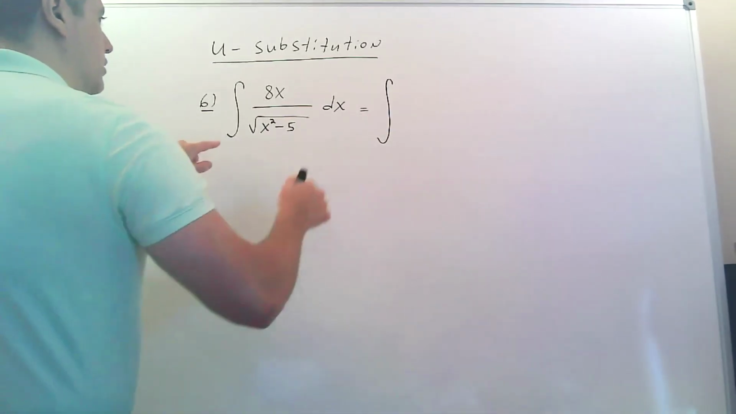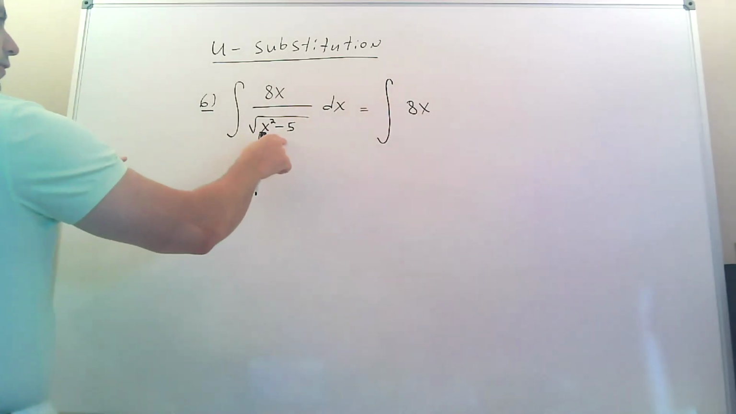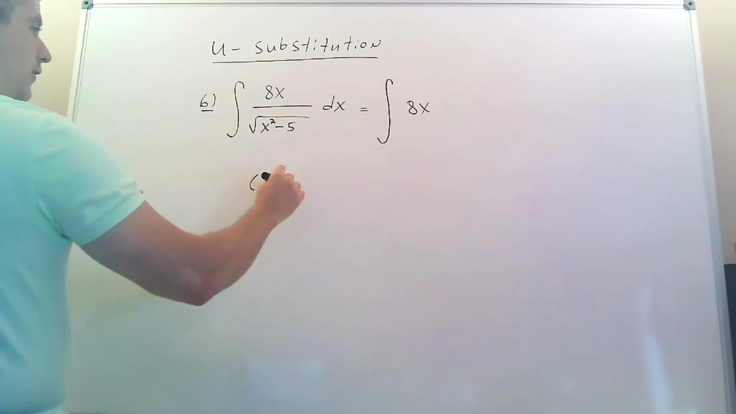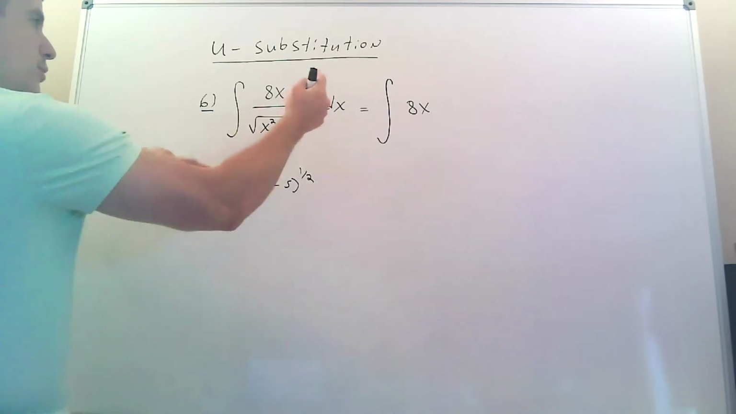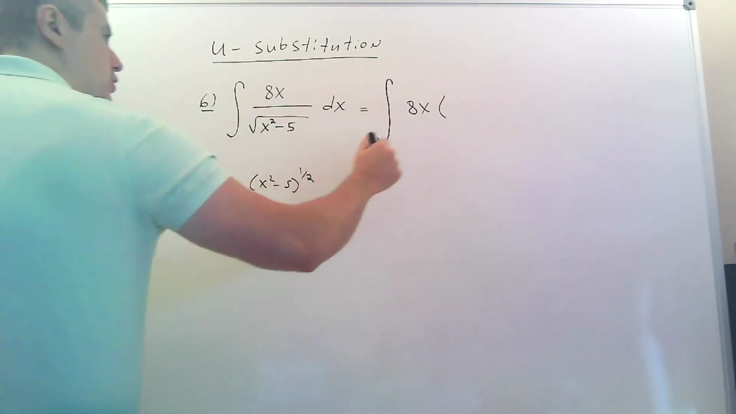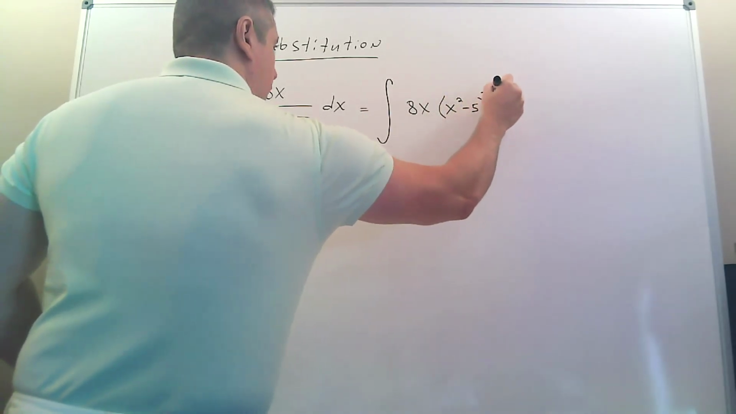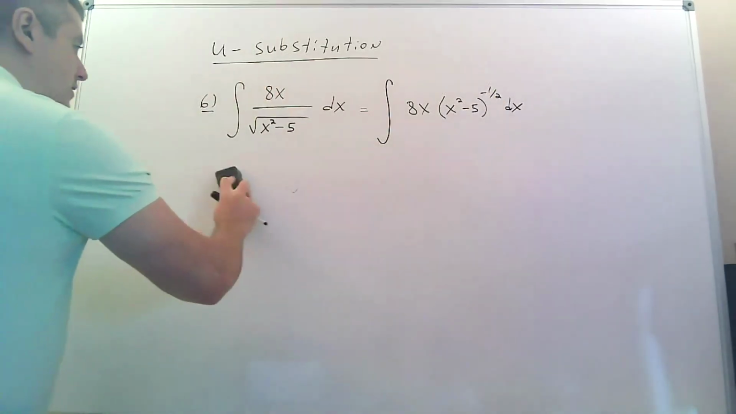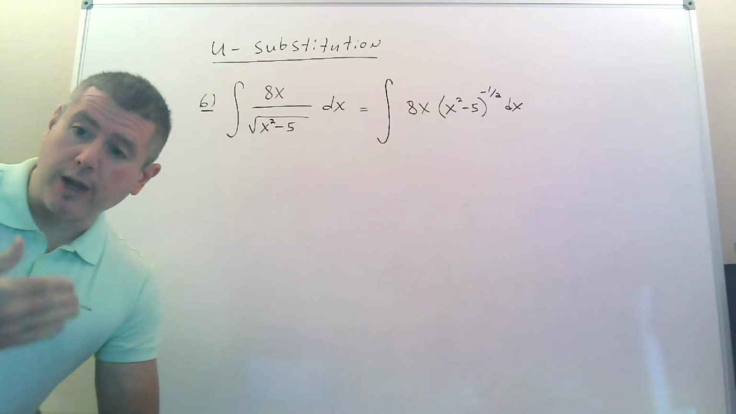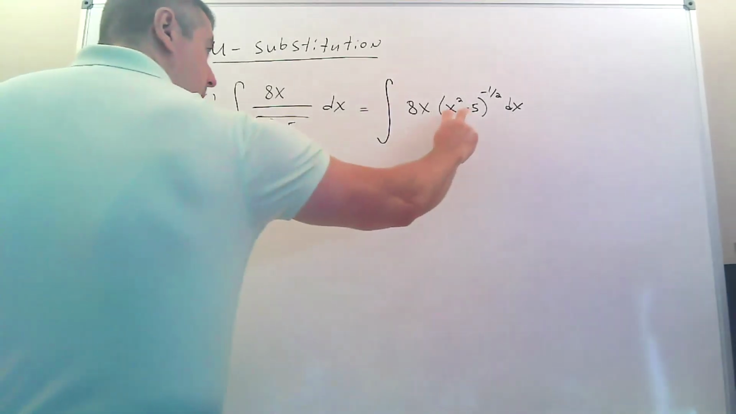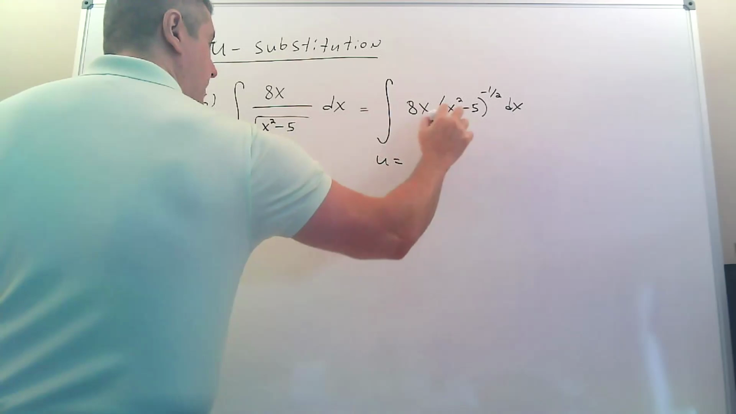So that's exactly what I'm going to do here. I'm going to have my 8x there. I'm going to take this and replace it with (x squared minus 5) to the 1/2 power, because these are equal. Then I'm going to move it up. When I move it up, this power switches from positive to negative. That's what a negative exponent means. Now, as I said when I showed you the rules in the very beginning, whenever you have something being raised to a power, the thing being raised to the power is your u. So your u is right there.